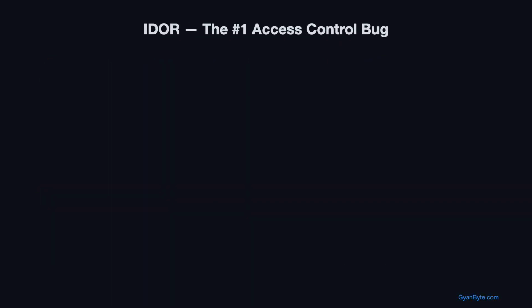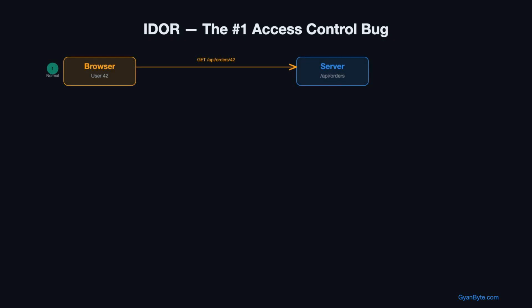Always. IDOR. Insecure direct object reference, the most common access control bug in the wild. Let's say you're user 42. You request your order at API orders 42, and the server returns your data as normal. Now change that 42 to 43.